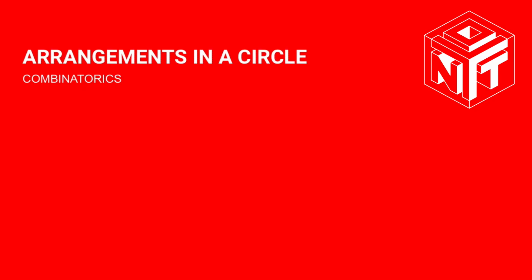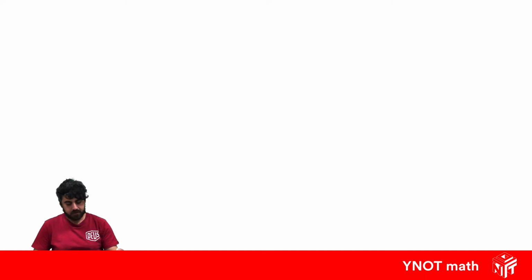Arrangements in a circle. So here we're going to focus on looking at how many arrangements are possible if people or objects are placed around a circle. So we're going to focus on if we had 3 people, just to start off with. So let's call them A, B, and C.